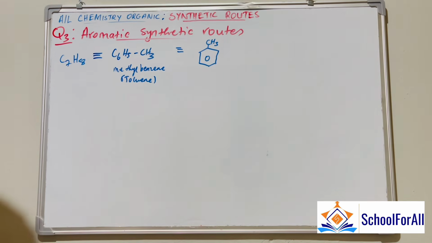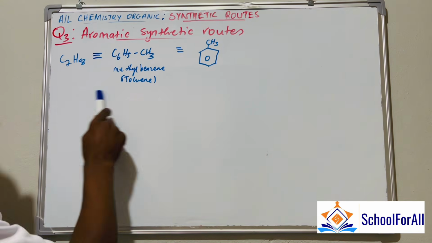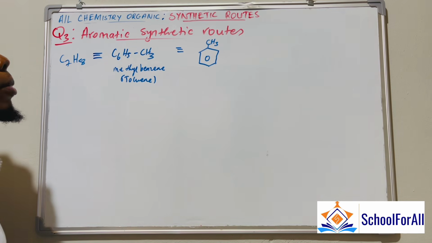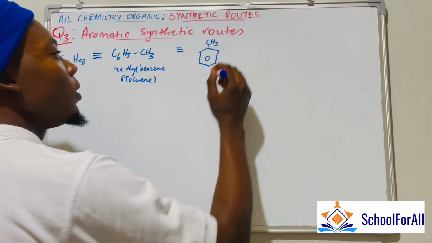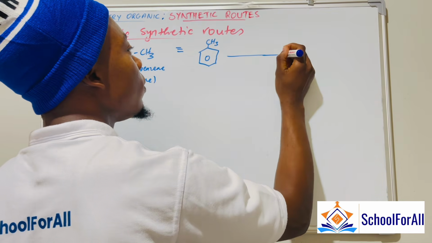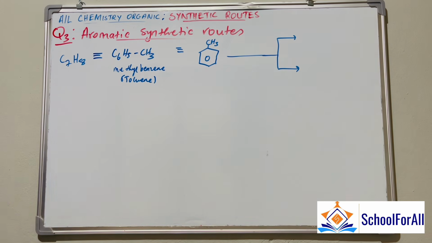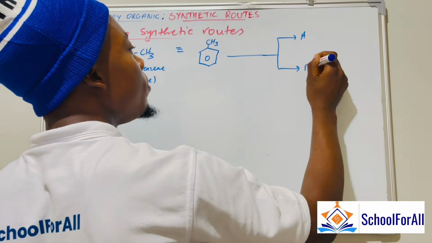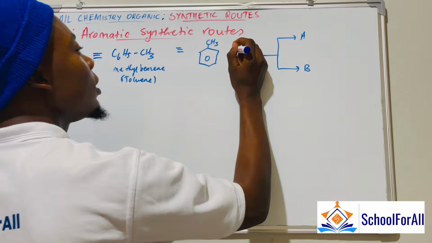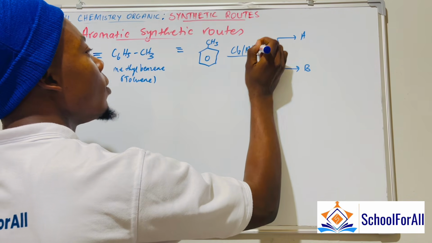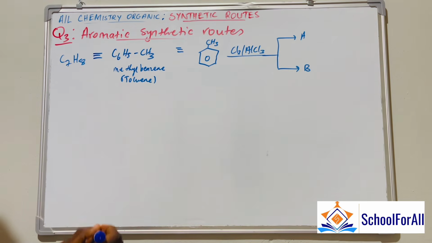Can also be written in this form. Are we together? So that is about our central compound. But now we are seeing that this compound is converted to two products, A and B, passing through the reagent Cl2 with aluminium chloride.